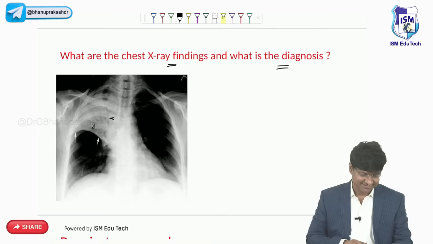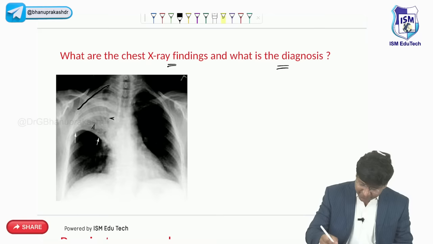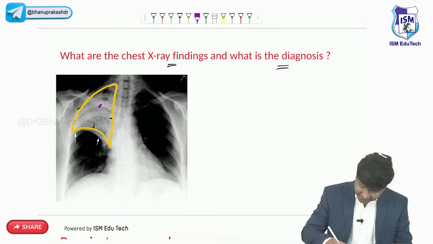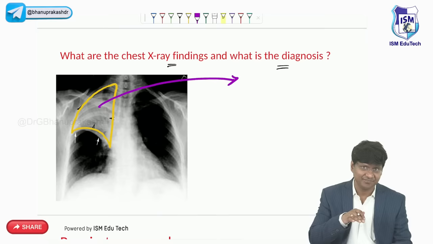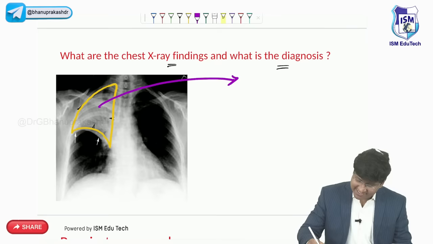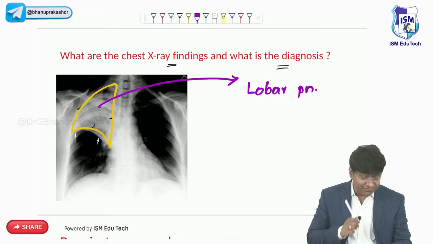So this particular chest x-ray, it is suggestive of, right? No. It is not hydropneumothorax. In hydropneumothorax, you have that horizontal line and they will have a succussion splash. So this is suggestive of lobar pneumonia.